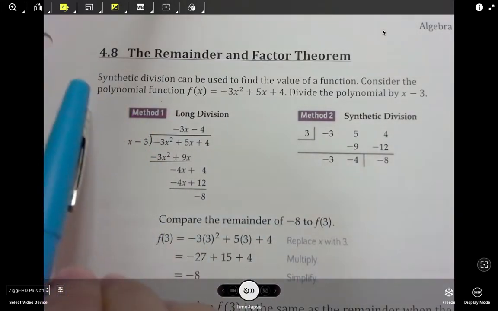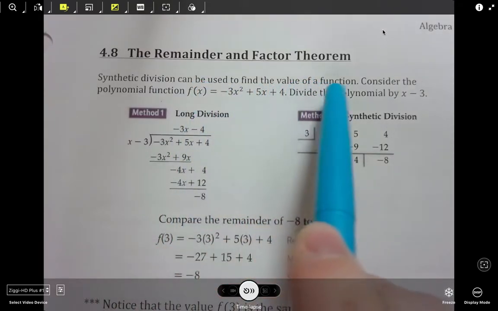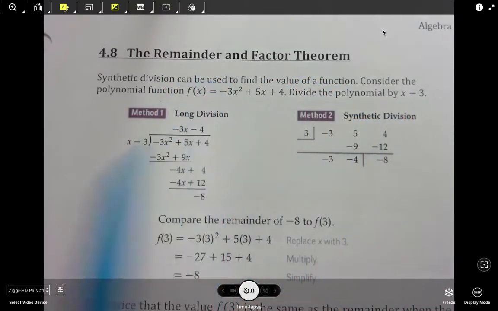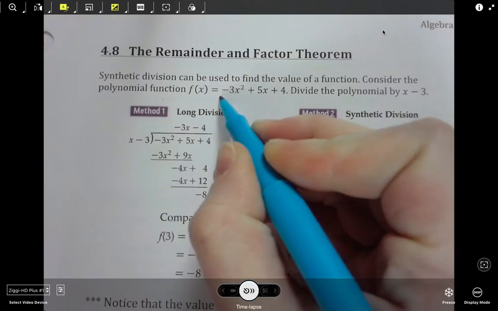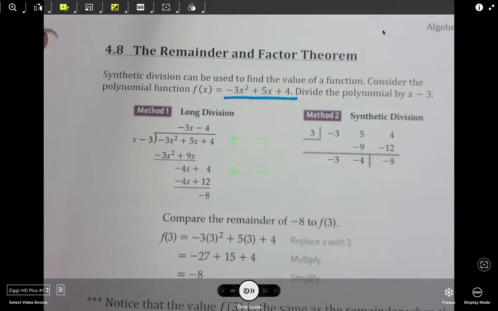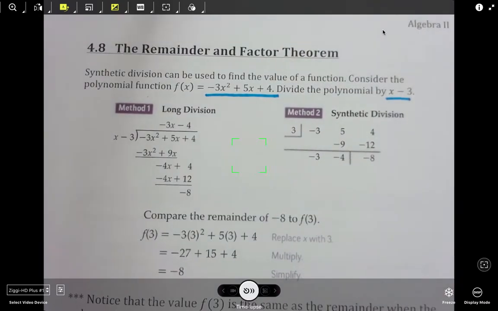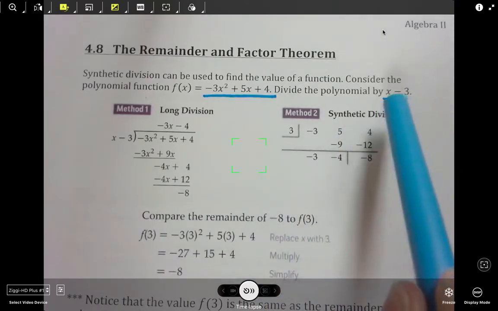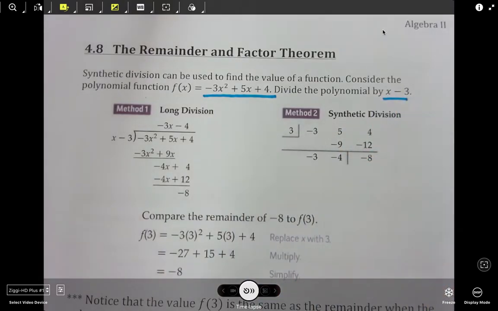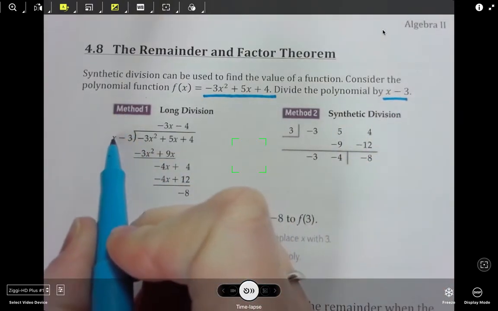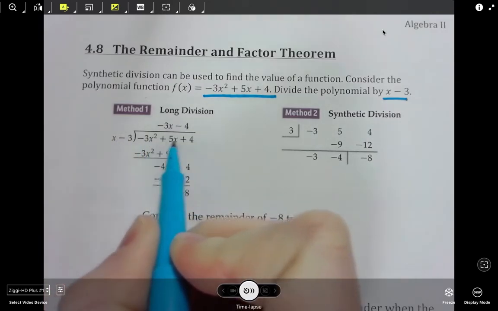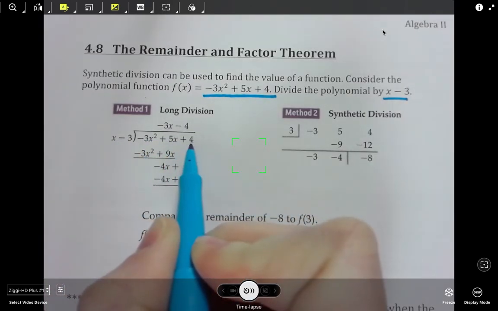So up here it says synthetic division can be used to find the value of a function. Consider the polynomial function negative 3x squared plus 5x plus 4. We're going to divide that by x minus 3. We've done that same problem using long division and using synthetic division. So here's what we've got going on here. We're dividing by x minus 3, and then I put the inside here, negative 3x squared plus 5x plus 4.